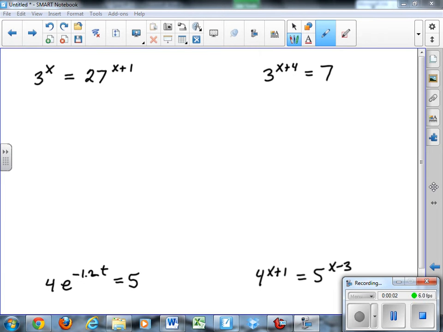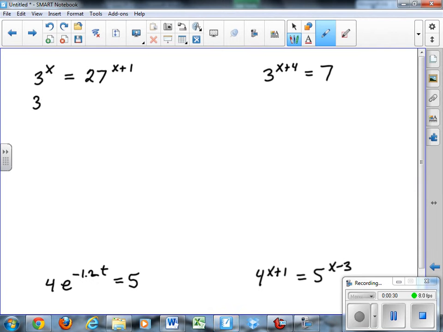In this video, we're going to look at how to solve exponential equations. So here's an example, 3 to the x equals 27 to the x plus 1. This is a type of problem where the bases are either the same or they are both powers of the same number. So here we have 3 and 27. 27 can be rewritten as 3 cubed, so we could make these have the same base.